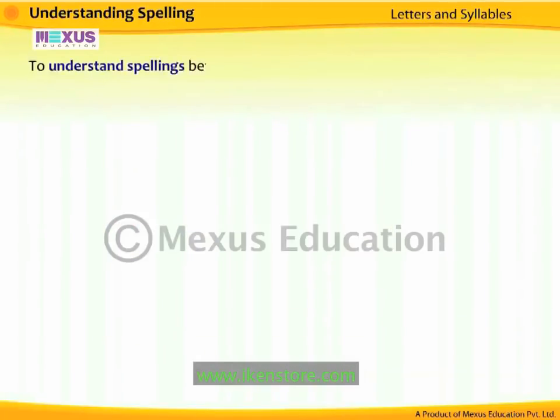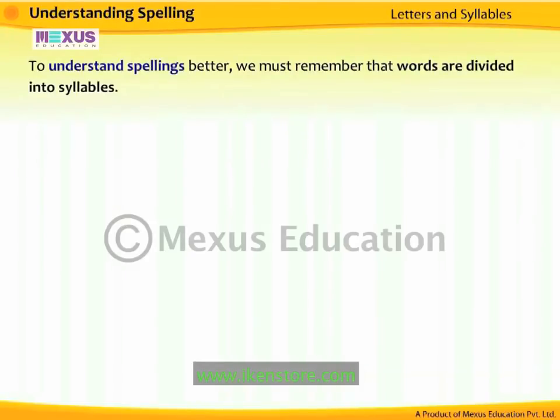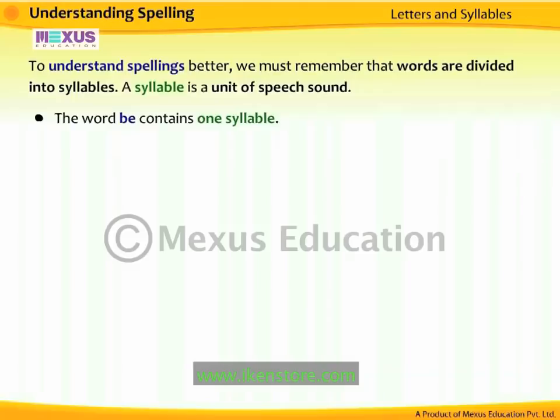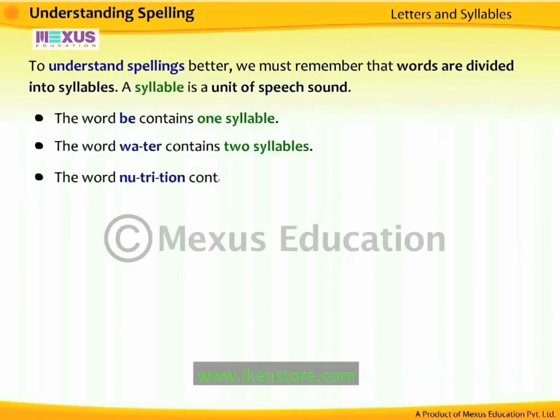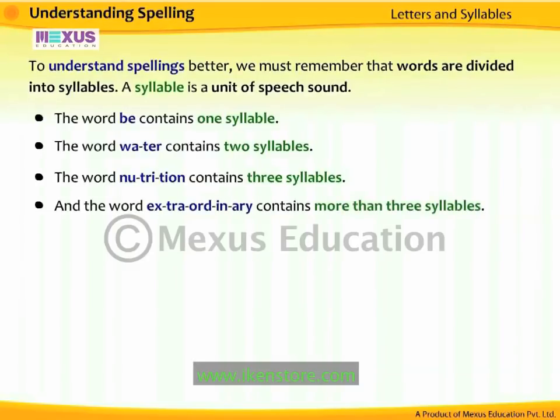To understand spellings better, we must remember that words are divided into syllables. A syllable is a unit of speech sound. The word be contains one syllable. The word water contains two syllables. The word nutrition contains three syllables. And the word extraordinary contains more than three syllables.